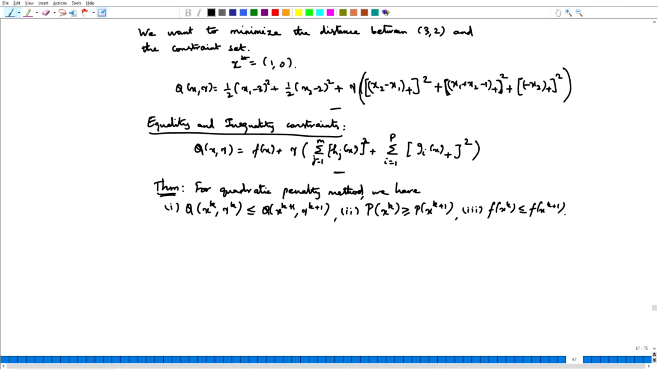If you are wondering what the penalty is, q of x comma gamma is f of x plus gamma into p of x. Since there could be many equality and inequality constraints, p of x is, if you see above, the summation of h j of x the whole square plus the summation of the positive part of g j of x the whole square. So q is the objective function plus gamma into the penalty. What the theorem says is that q increases in successive iterations, f increases in successive iterations, but p decreases in successive iterations. I will prove this; it is not very hard.